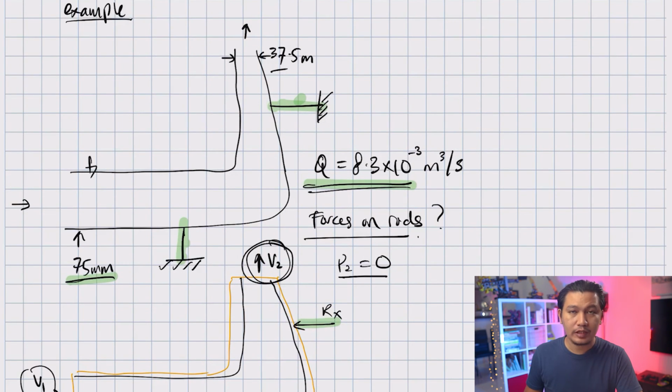Okay, so this is basically how you solve an engineering problem using the momentum equation. So repeat this problem again and again and make sure you understand how we get the momentum equation from the conservation of momentum.